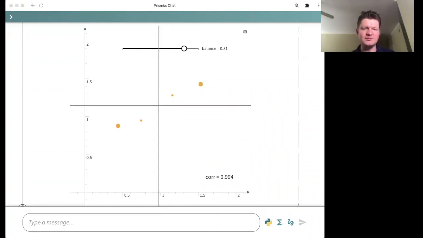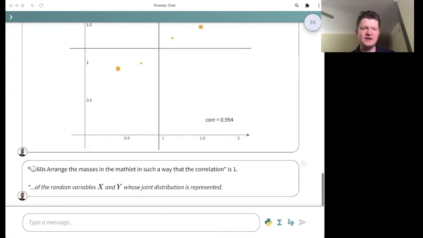I'll give you a prompt so that you have something concrete to do with this mathlet and really learn from it. So the goal is to arrange the masses in the mathlet in such a way that the correlation is 1.